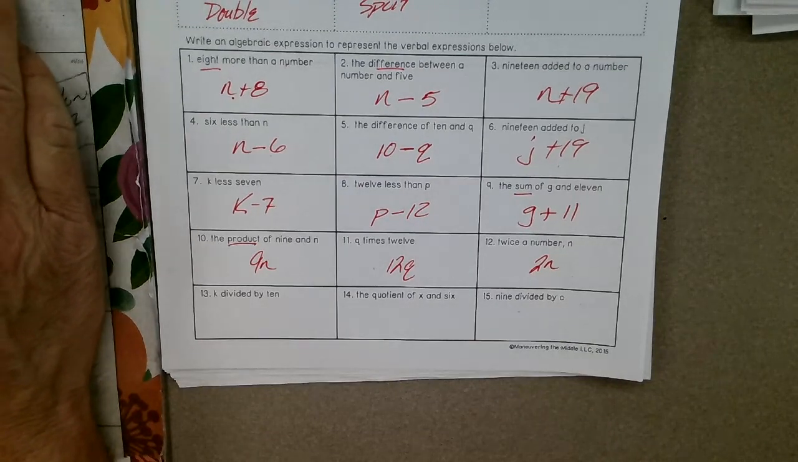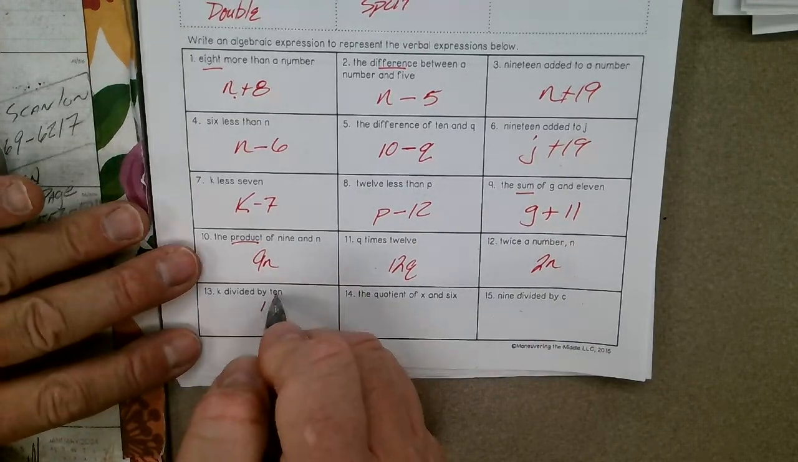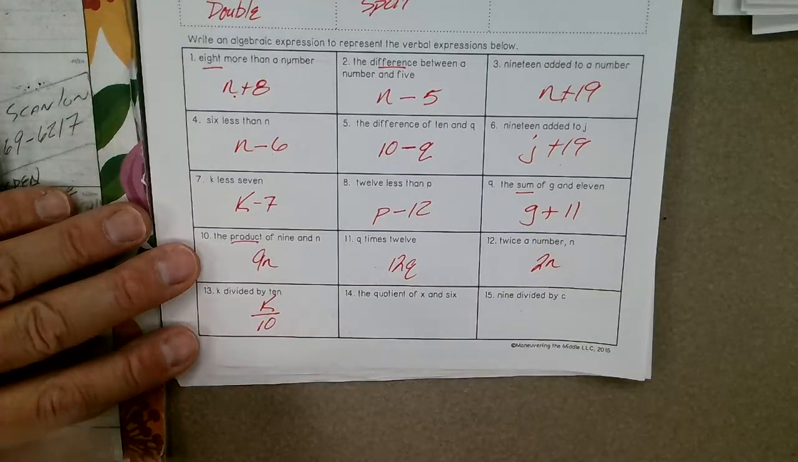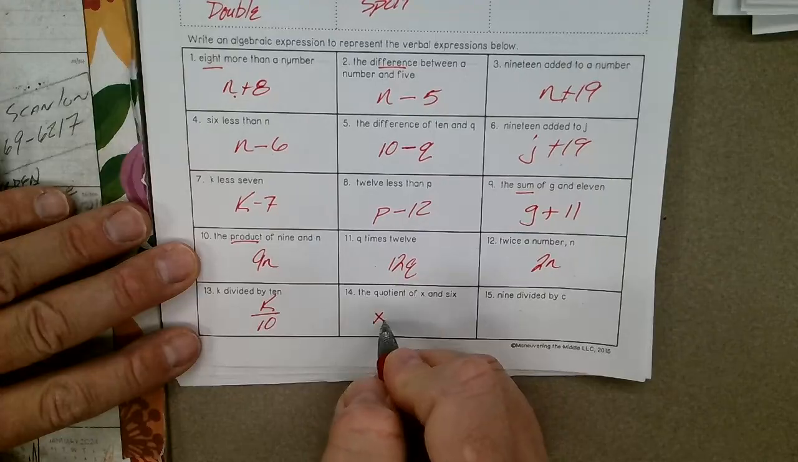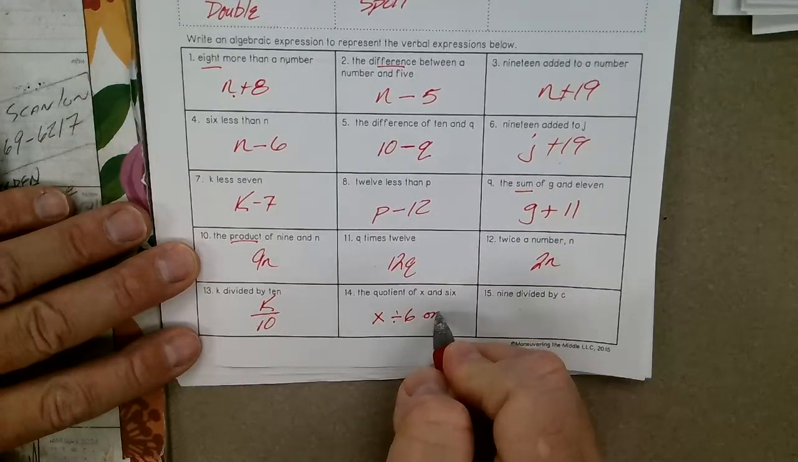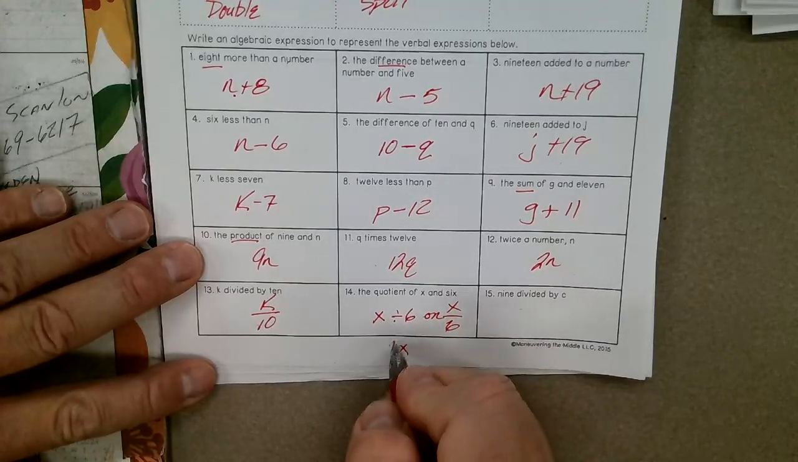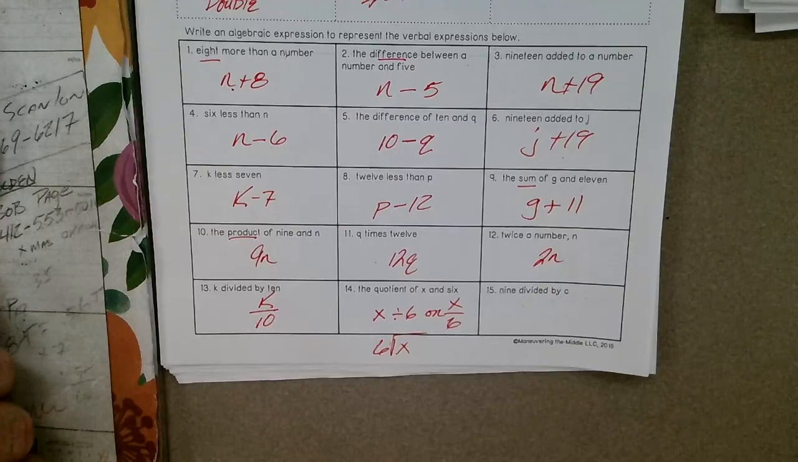Okay. All right, let's take a peek at the last ones. K divided by 10. So I have K and I'm dividing it by 10. The quotient of x and 6. So quotient would be x divided by 6, or x over 6. They're all the same thing. 9 divided by c.